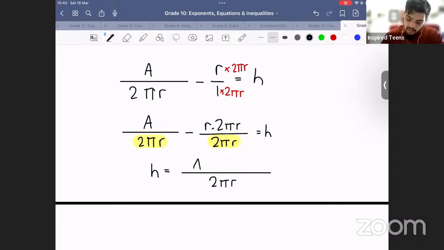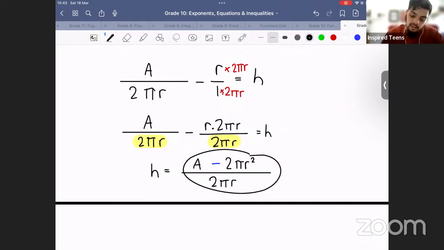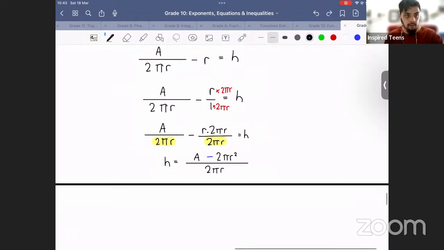Okay, I have A. I keep the sign as minus 2 pi R times R, which is basically 2 pi R squared, variable times a variable. So now I've completely left H alone and expressed the other side as one term: A minus 2 pi R squared over 2 pi R.